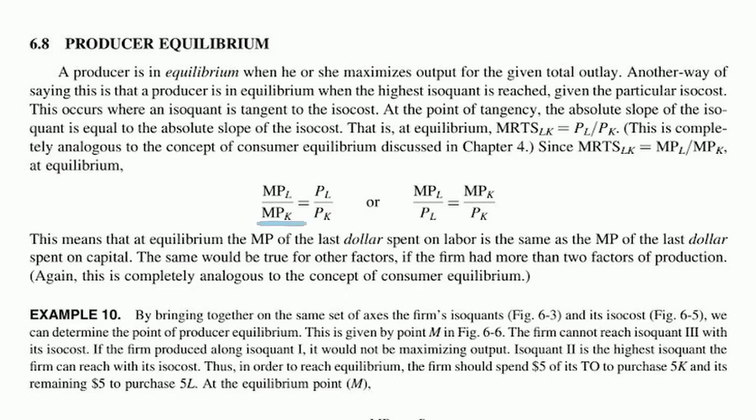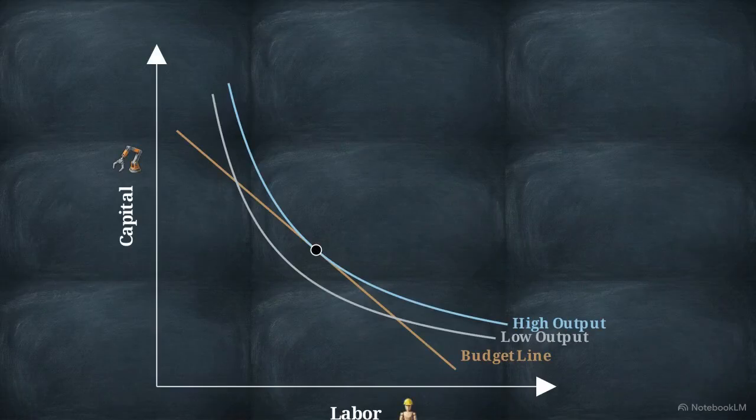Here, the curve's slope perfectly equals the budget line slope. The marginal product of the last dollar spent on labor equals the marginal product of the last dollar spent on capital. If a firm operates at any other point on the budget line, they are forced onto a lower isoquant, meaning they are getting less output for the same amount of money.